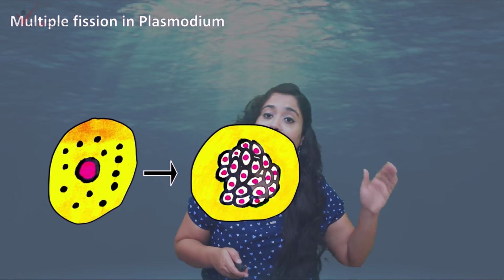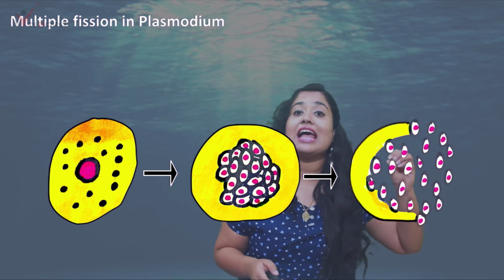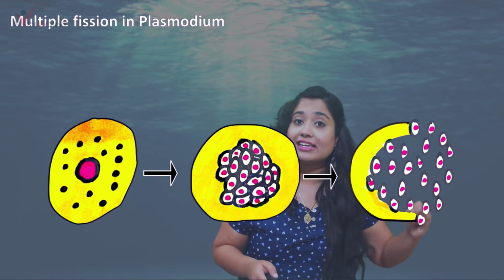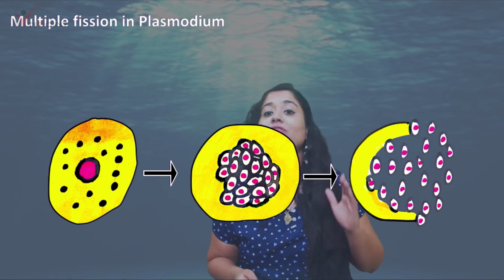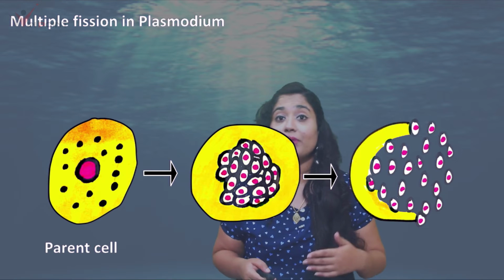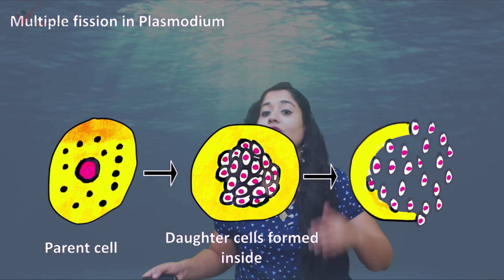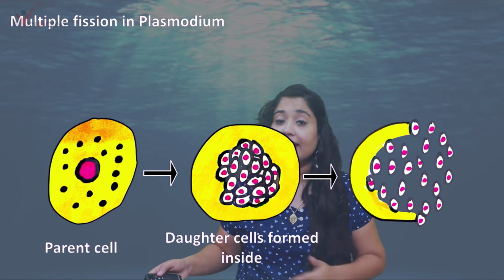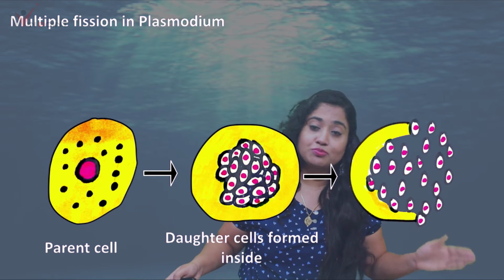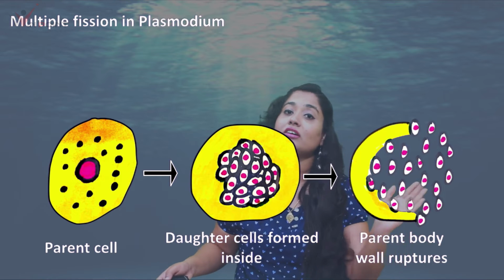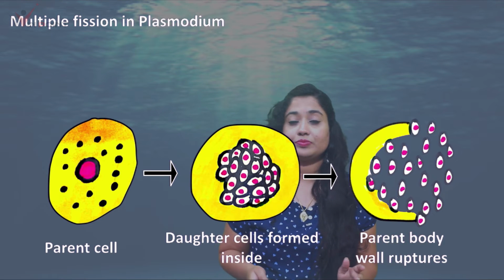Later on you can see that it ruptures and the inner cell mass, that is the cells, all move out. This is how multiple fission takes place. Let's repeat. A parent cell forms daughter cells inside the outer covering, and then the outer covering ruptures and the cells move out. This was about fission.